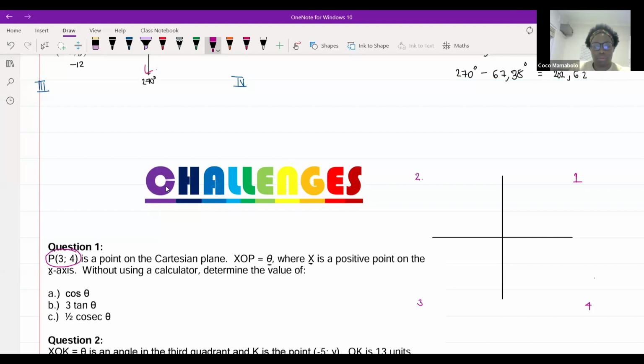1, correct, in quadrant 1. So we know that both our x should be positive and our y should be positive. So we get 3 and 4 there. Right, and then we can do that.